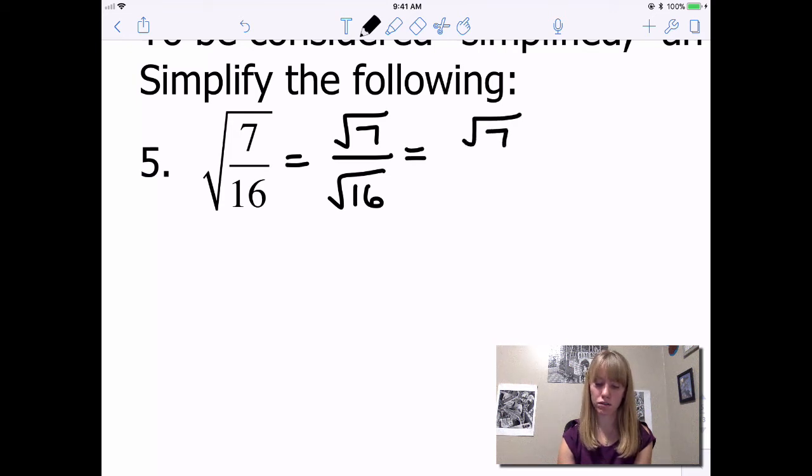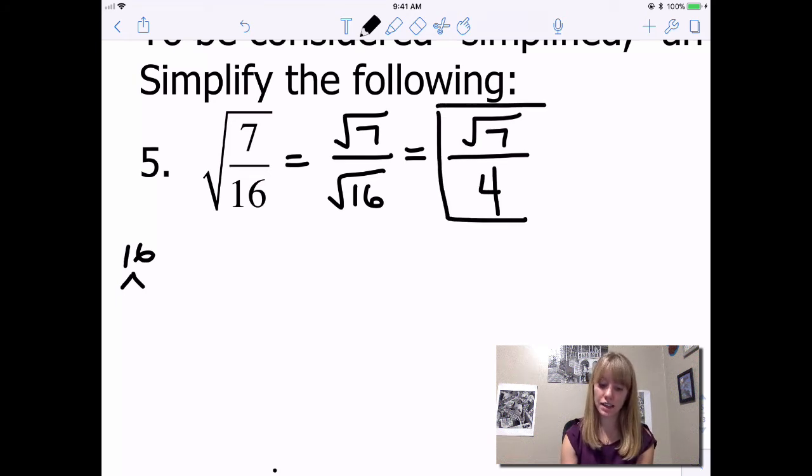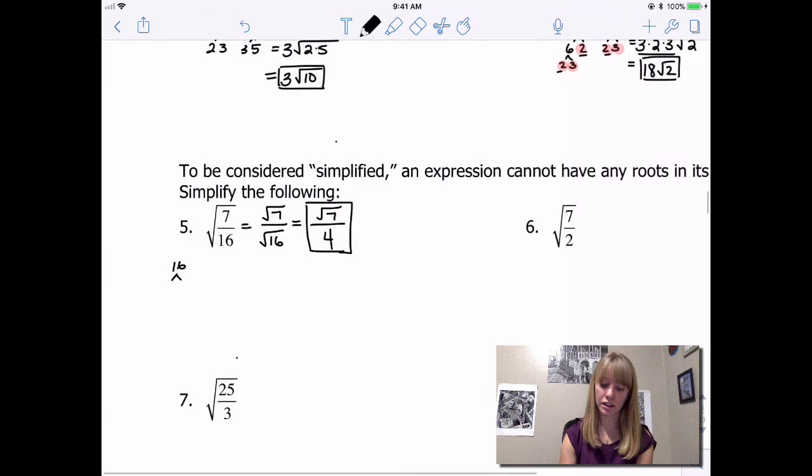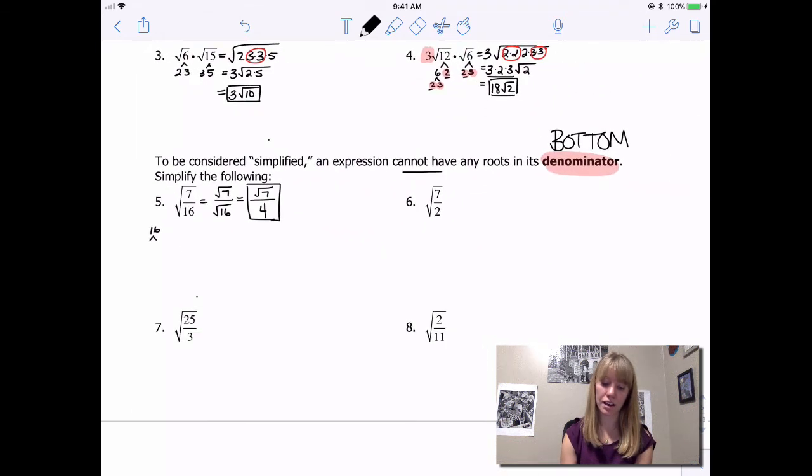7 I can't break down, so I'll leave it. And if you need to go and do some side work and break down 16 into 4 and 4 and keep breaking it down like a tree, that's totally fine. I actually can see that I know the square root of 16. It's just 4. So since I already know that, I can just break it down as it is. And then this is actually simplified because, again, to be simplified, I cannot have any roots in the denominator. I don't, so I'm done.